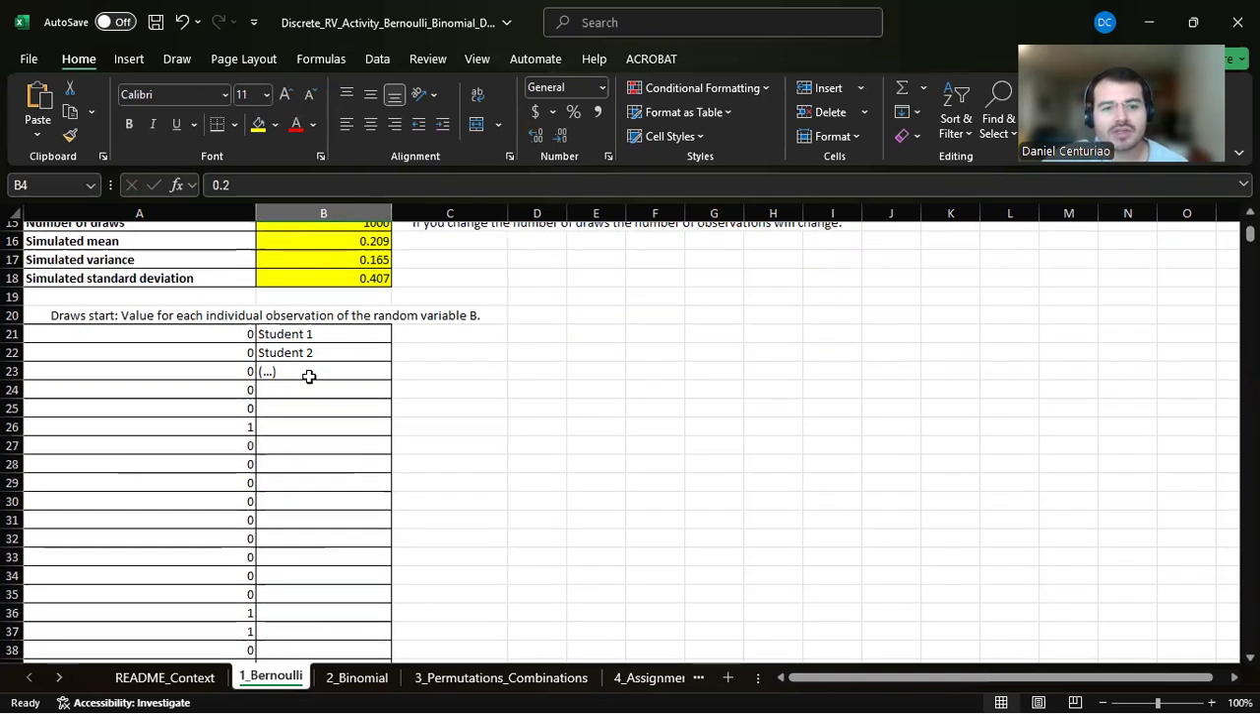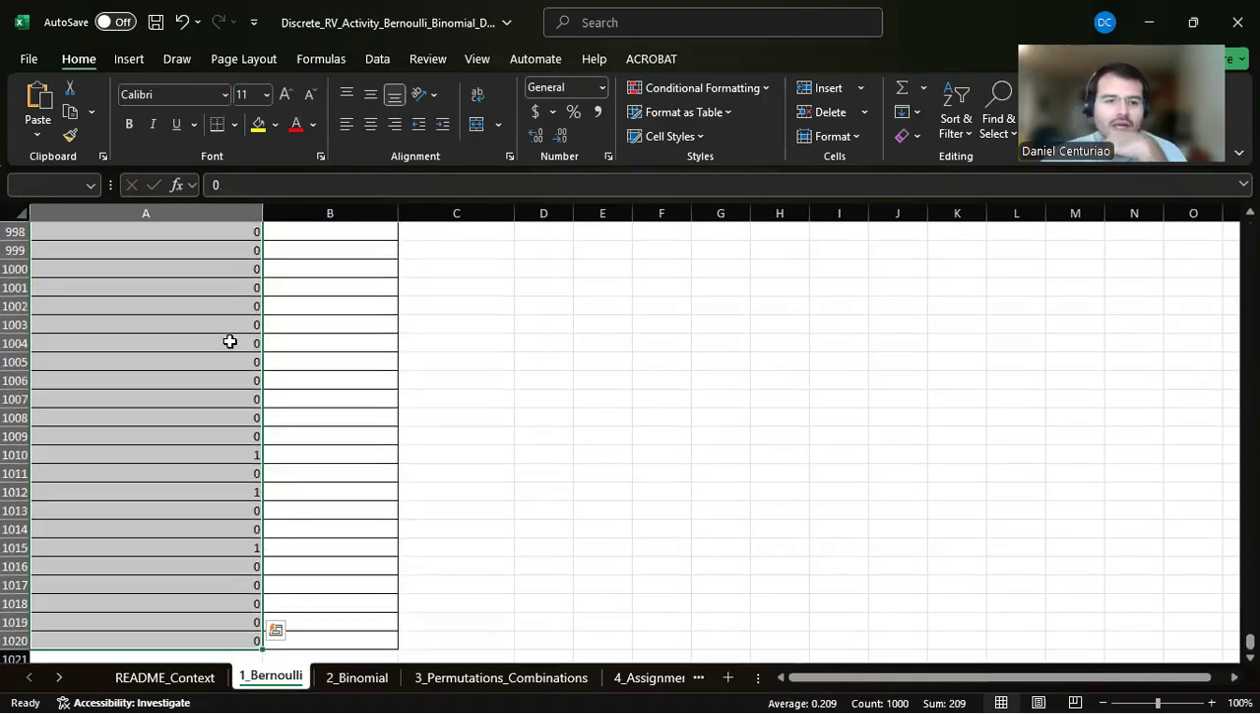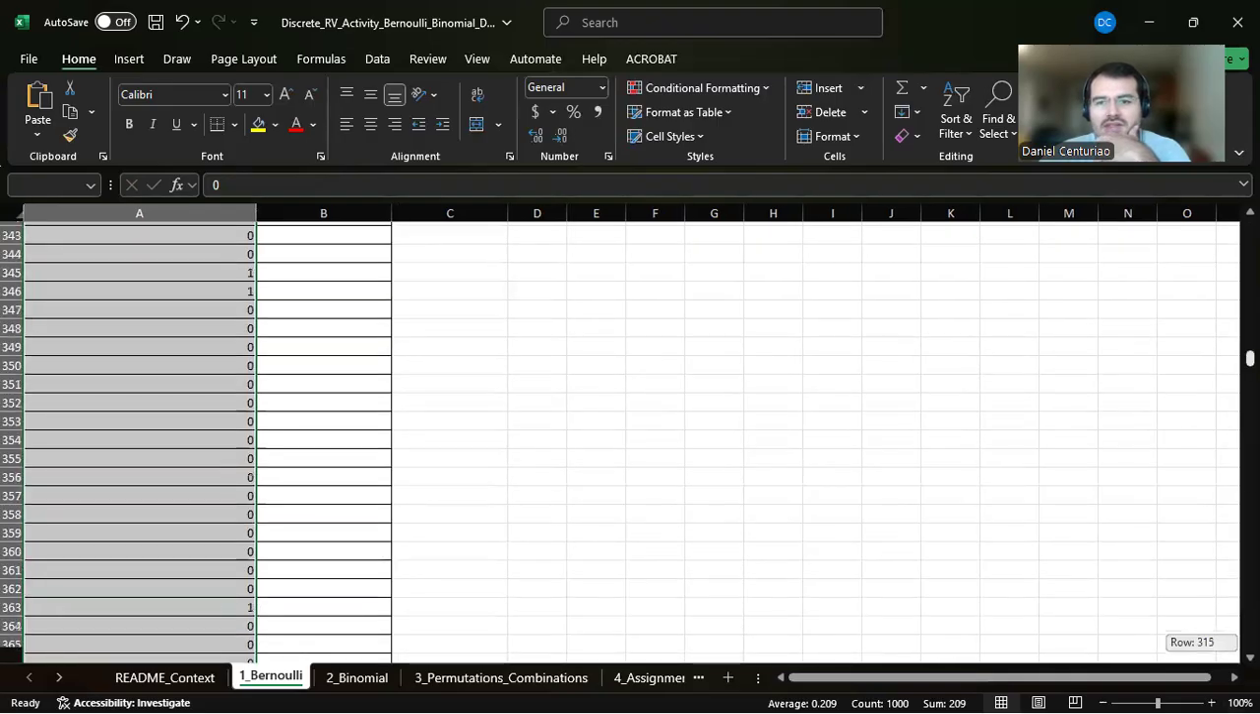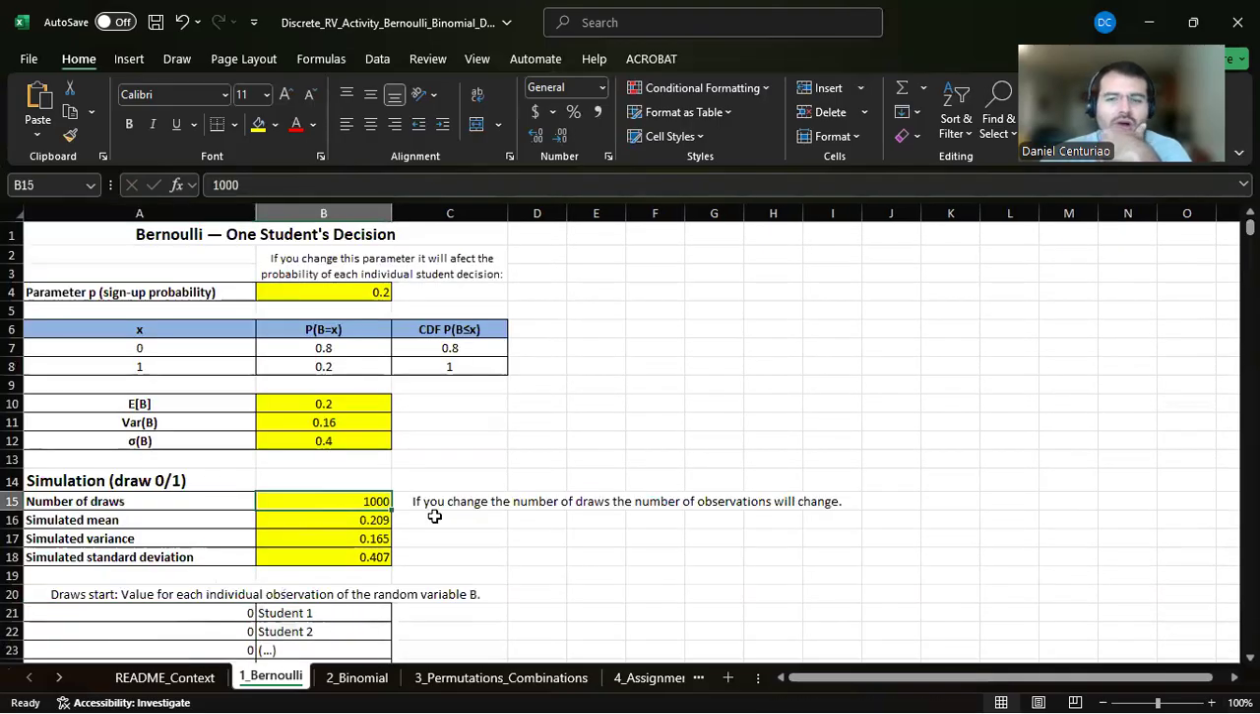What I did then is that I created a simulation, I created a sample, and this sample has about 1,000 rows. And what I did then is that I calculated the mean, variance, and standard deviation from this sample. One of the things that I'm asking for you to do is to compare each one of these ones with this one. Okay?